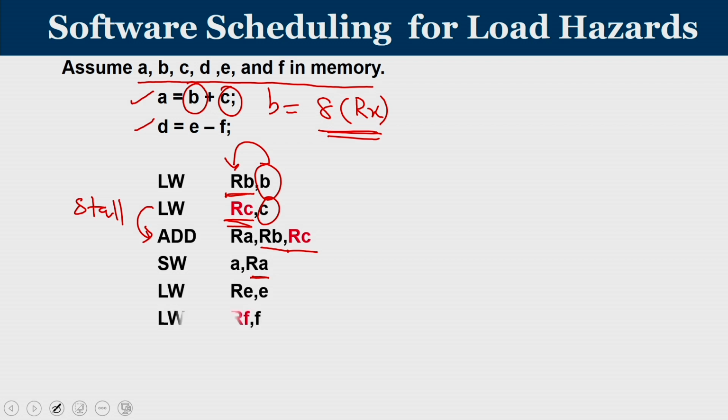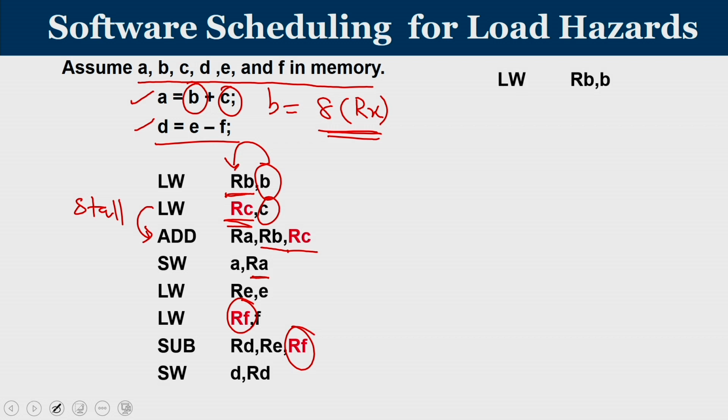The same thing can be continued with RE and RF in order to carry out the remaining operation E minus F. Load the value in RE, load the value in RF, subtract and then you store. Here also you see a dependency between the register RF. So, for this particular code we are going to have stalls. Here also we will encounter a stall.